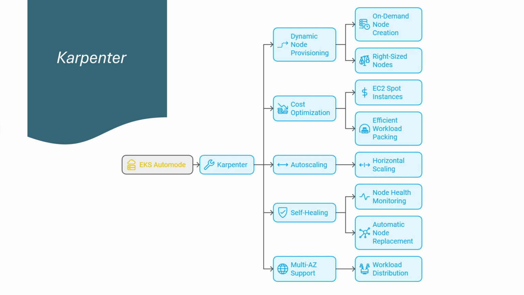What Karpenter normally does is dynamic node provisioning, on-demand node creation. It automatically provisions the EC2 instances when new pods are scheduled. It selects the instance type and size based on the resource requests, and right-sizes the nodes basically.